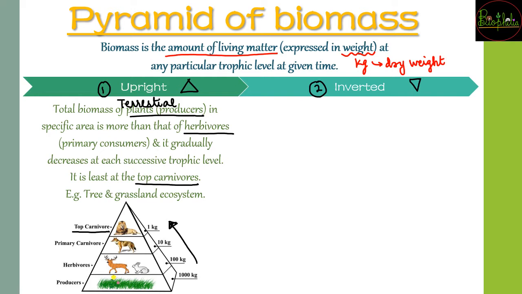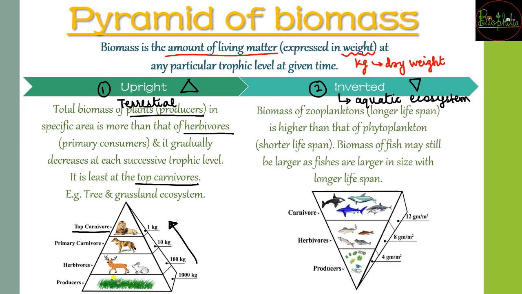The inverted pyramid is, in the majority of cases, seen in the case of the aquatic ecosystem. So how does it occur? It is going to be seen whenever there is consideration of biomass for zooplanktons. Zooplanktons have a much longer lifespan as compared to phytoplanktons, which have a shorter lifespan. So because of the difference in lifespan, once the number of generations is considered, the generations of phytoplanktons consumed by the fishes is going to matter over here. So once there is an increased amount of biomass for fishes, that makes us understand that there is an inverted pyramid of biomass.